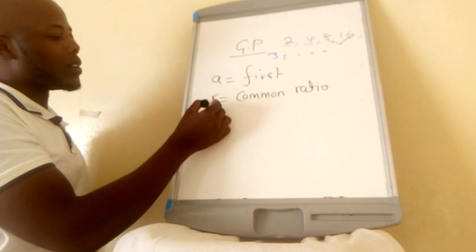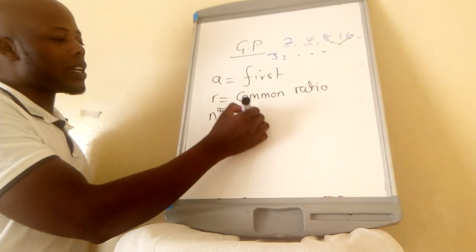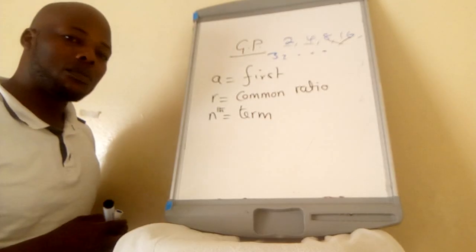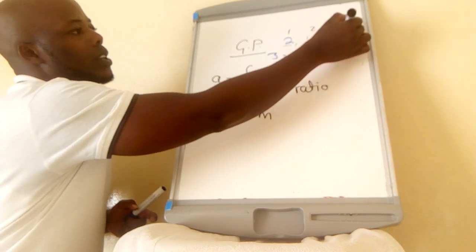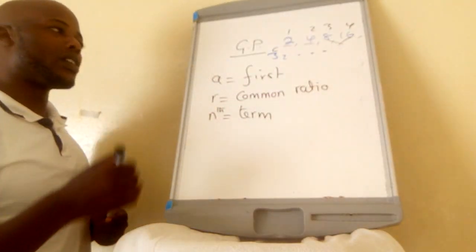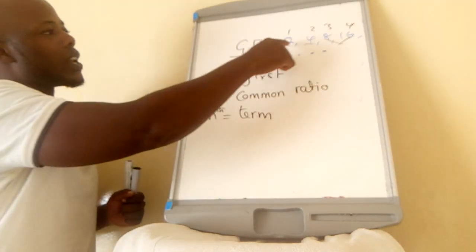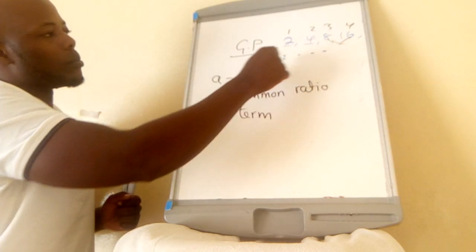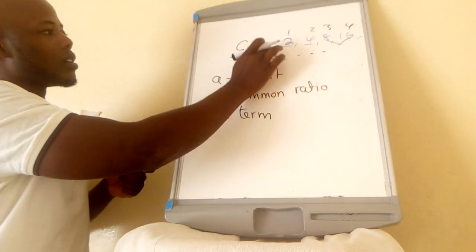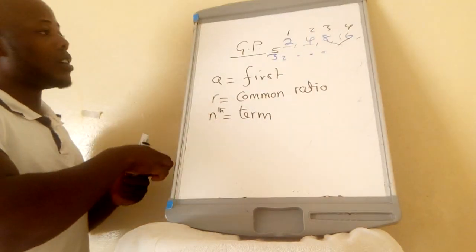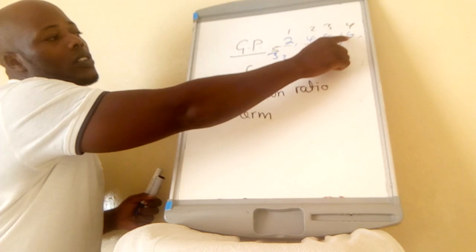We also talk about the nth. So the nth is simply a term. For example, here, this is the first term, second term, third term, fourth term, fifth term, and so on and so forth. Okay? So there are situations where they can ask you to find the 10th term. We know at the fifth term there is 32. At the fourth term there is 16.